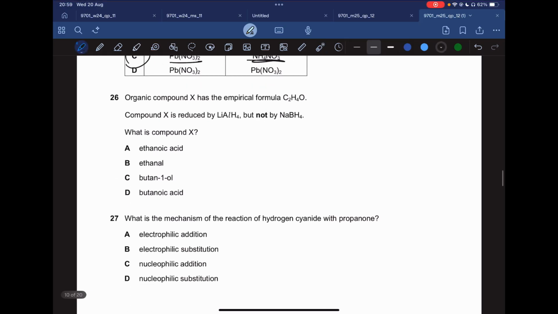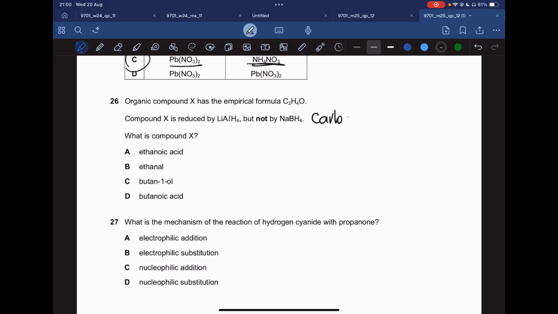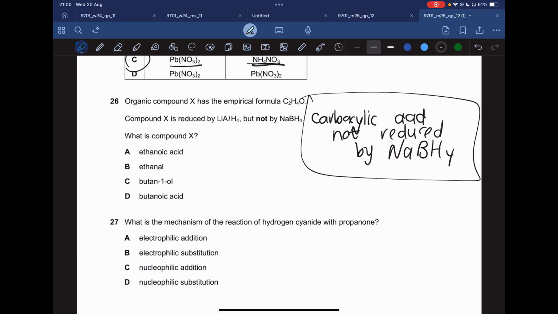Okay, so 26. Organic compound X has empirical formula C2H4O. Compound X is reduced by LiAlH4, but not by NaBH4. What is compound X? An important thing you need to know here is that carboxylic acids are not reduced by NaBH4. We need to talk about what can be reduced and what cannot be.